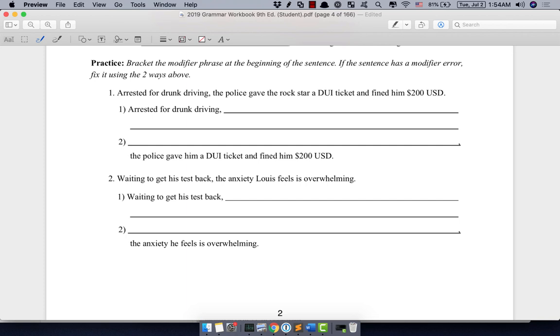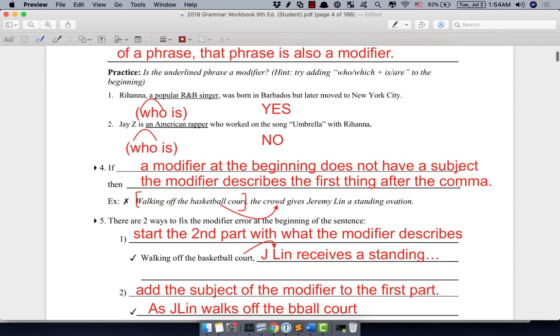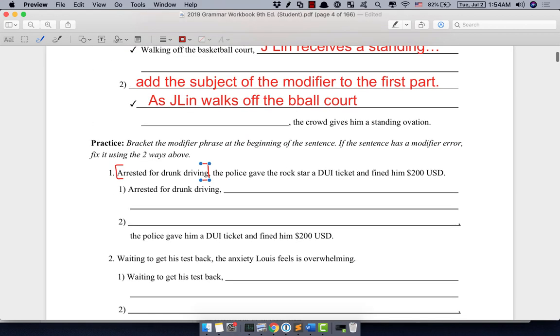Arrested for drunk driving, the police gave the rockstar a DUI ticket and fined him $200. Bracket the modifier phrase at the beginning. So, arrested for drunk driving. This arrested is the past participle. This is like the passive one, like someone was arrested for drunk driving. And what does that describe? According to this rule, a modifier at the beginning does not have a subject. So you look at this sentence, arrested for drunk driving.